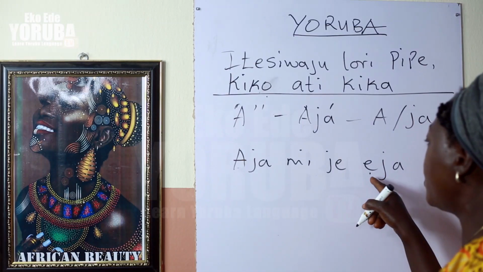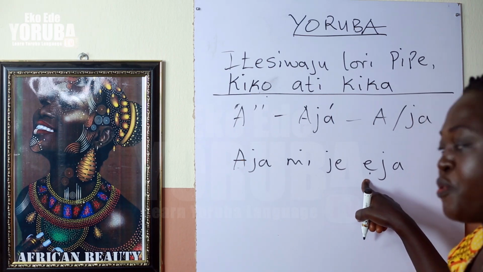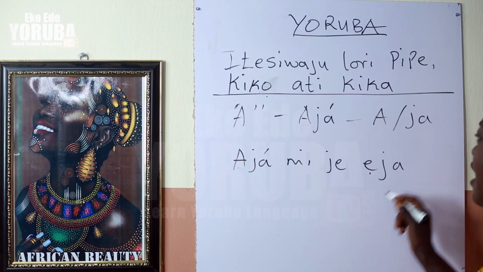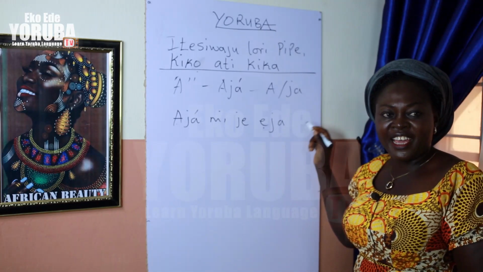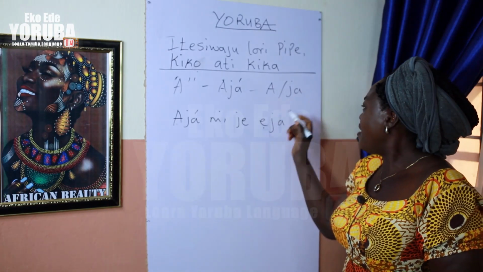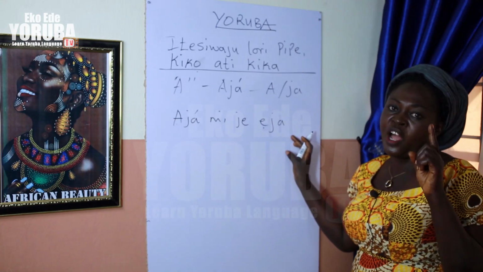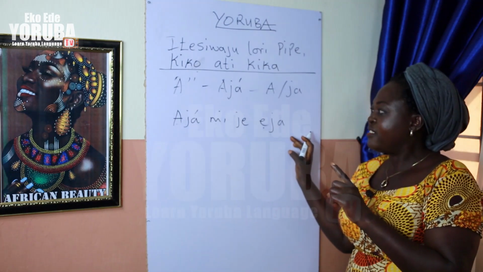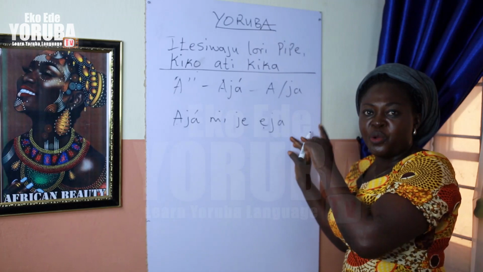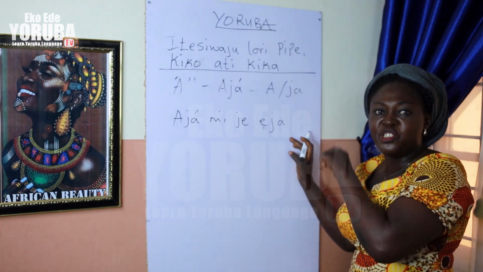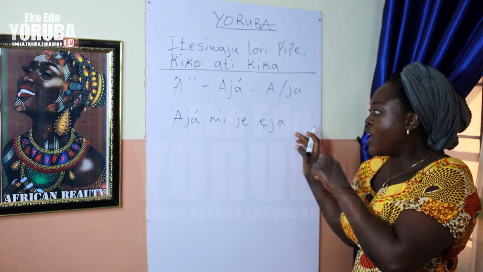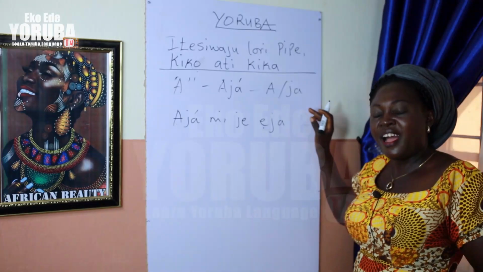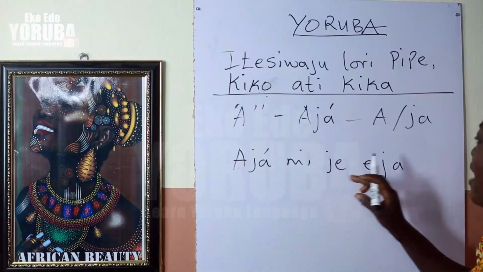Ẹja. We need to put the sign. I've taught you that one before. Ajá, re mi. Ajá mi jẹ ẹja. Now look at it. Ẹja, re re. I've told you that it's not going to have a sign at the top. Jẹ, re. Re mi do re, mi mi re. Ajá mi jẹ ẹja. You can see now. Ajá, two syllables. Ajá mi jẹ ẹja.